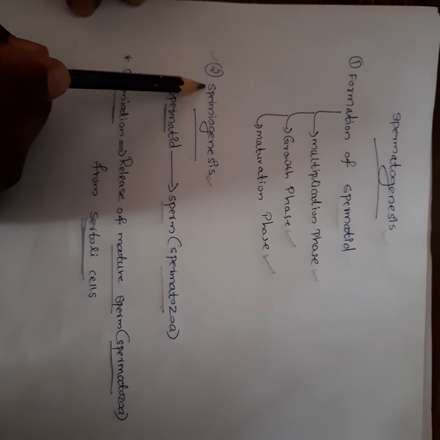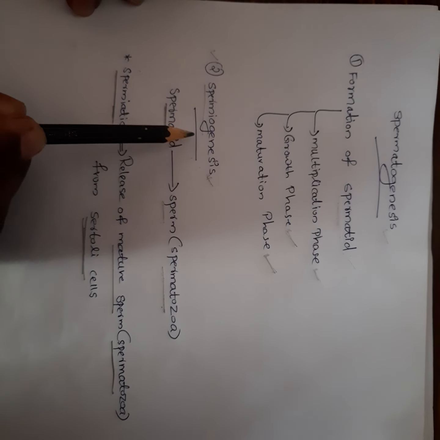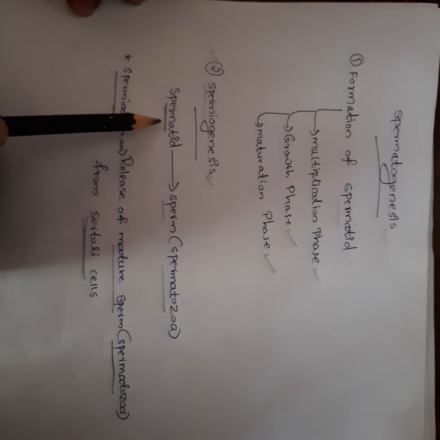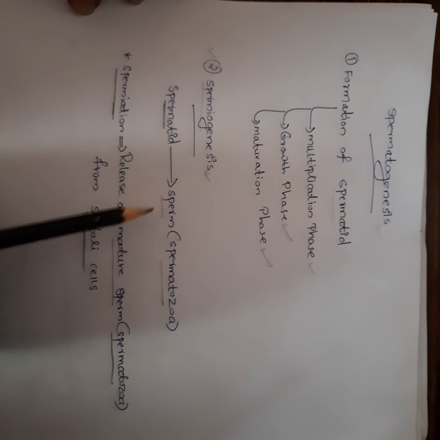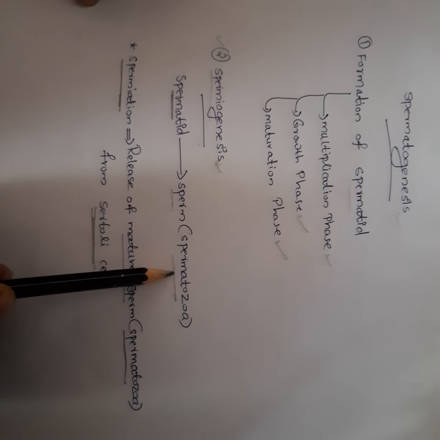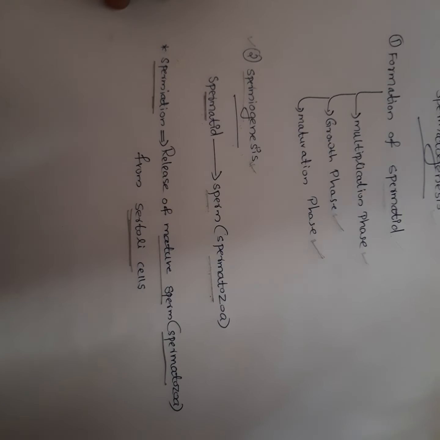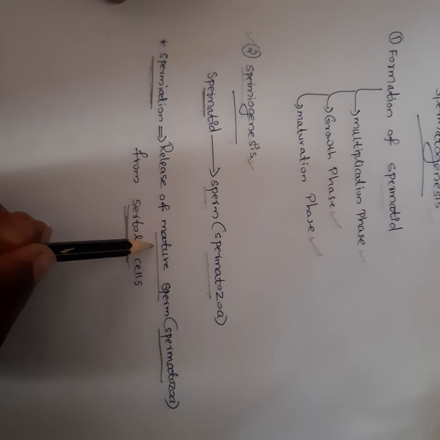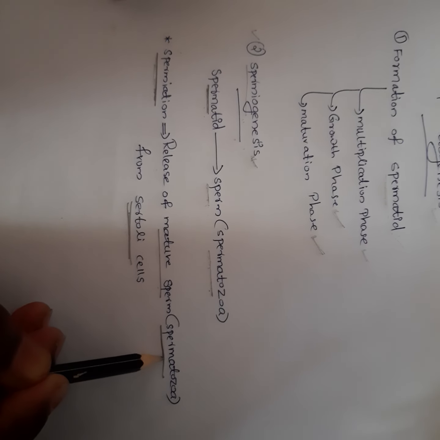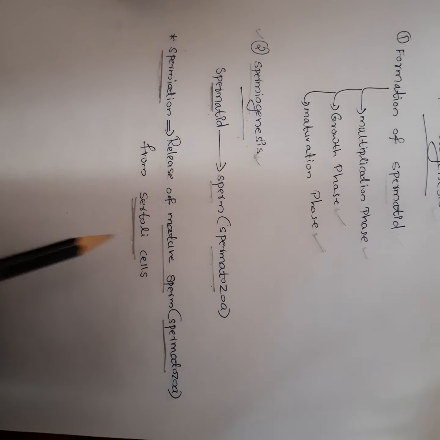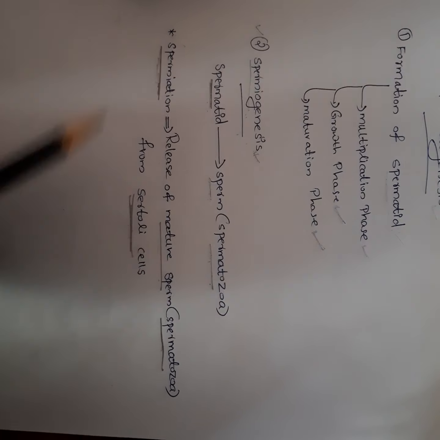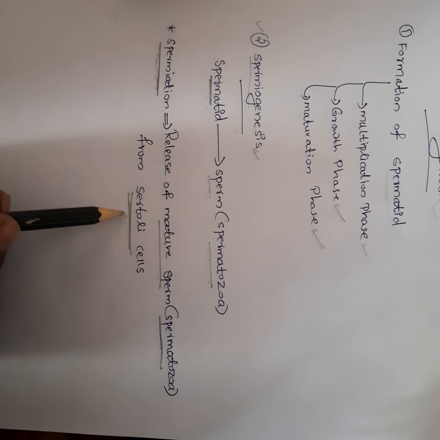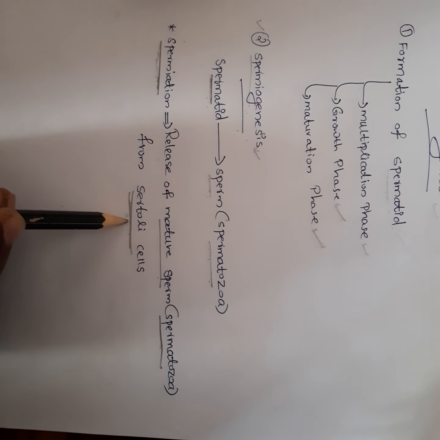Next I am taking spermiogenesis. What do you mean by spermiogenesis? Spermiogenesis means the conversion of spermatid into sperm or spermatozoa. I'm taking another term, that is spermiation. What is spermiation? Release of mature sperm or spermatozoa from Sertoli cells is called spermiation. Then what is the function of Sertoli cells? Sertoli cells give nourishment to the mature sperm.